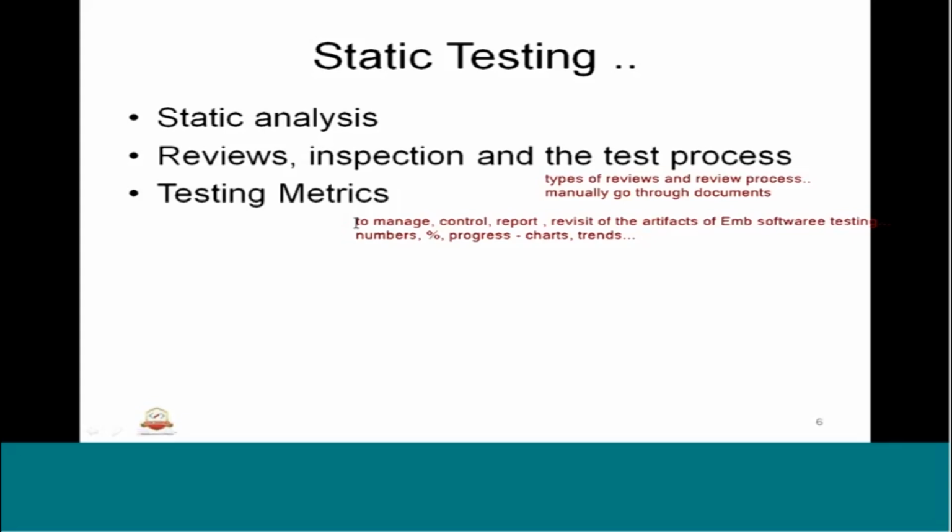You could say that it is an overview, but as part of static testing, this is also important so that the completion is taken as a credit in terms of overall embedded software testing. So three types of static testing are done: static analysis, next one is reviews, inspection, and test process, and the last one is testing metrics.